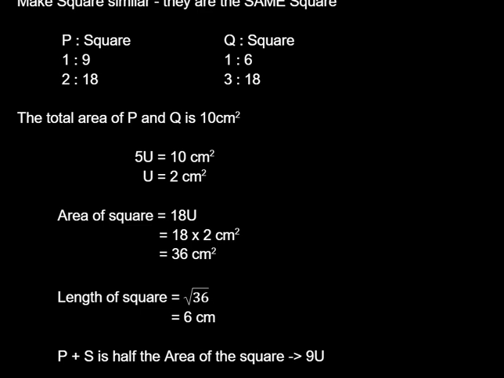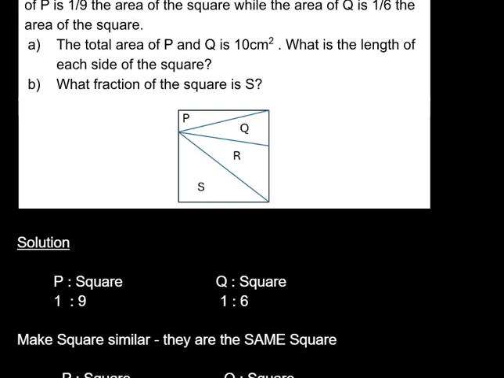Now we have solved part 1. So how about part 2? What is the fraction of the square that is S? Before we solve, you need to understand the concept. When you have a square and two triangles within the square, and the bases of these added up are exactly the side of the square, P plus S is always half the area of the square. Similarly, Q plus R is always equal to half the area of the square.